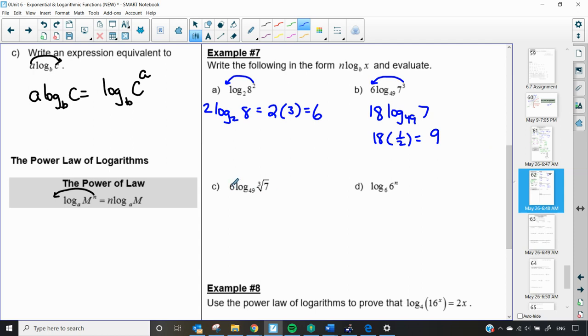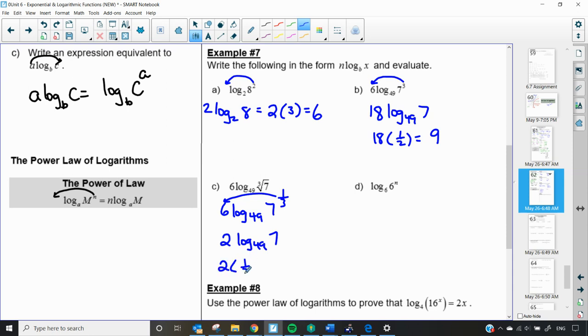Next example, we've got 6 log base 49 of the cube root of 7. So first we're going to write the argument using an exponent. So 6 times log base 49 of 7 to the 1/3. The 1/3 will come forward, multiply by the 6. 6 times 1/3 is 2. And that gives us 2 times log base 49 of 7.